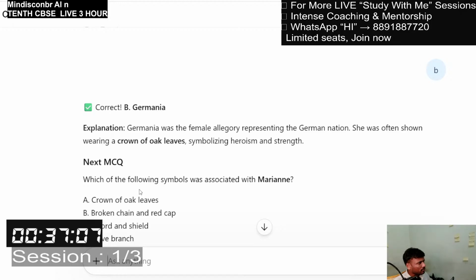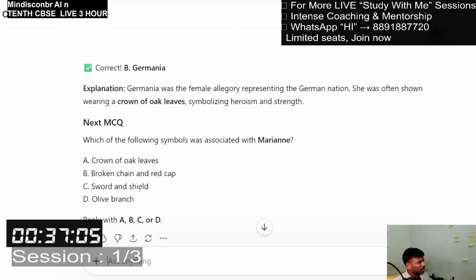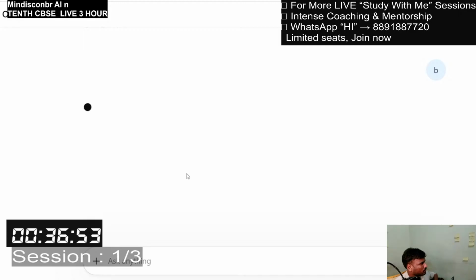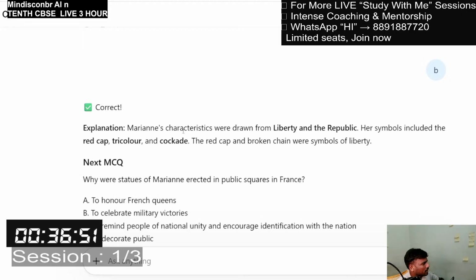Which of the following symbols was associated with Marianne? Broken chain and red cap. Correct. Marianne's characteristics were drawn from liberty and the republic. Her symbols included the red cap, tricolor, and cockade. The red cap and broken chain were symbols of liberty.